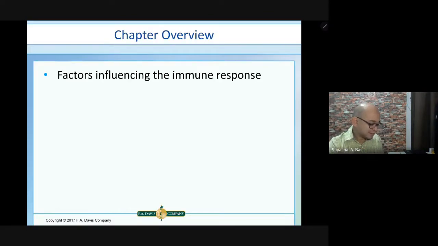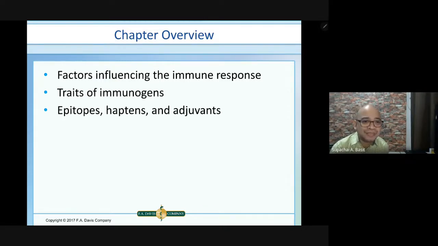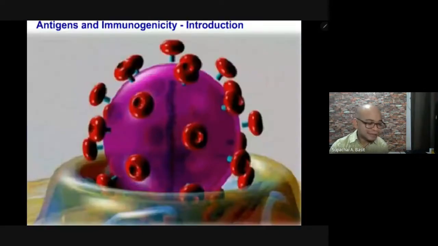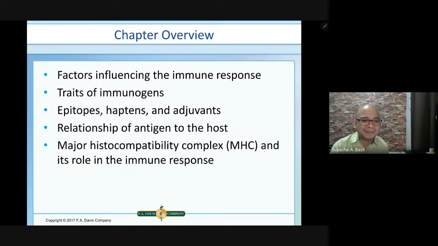So that's the reason why for today's meeting, we will be discussing the factors influencing the immune response. What are the traits or characteristics of immunogen? And then we will also be discussing and defining the terms epitopes, haptens, adjuvants, and then the relationships of antigen to the host, the major histocompatibility complex, and its role in the immune response. So the last bullet is actually one of the most difficult and complex topics here in immunology.